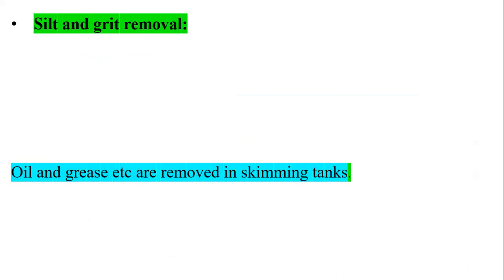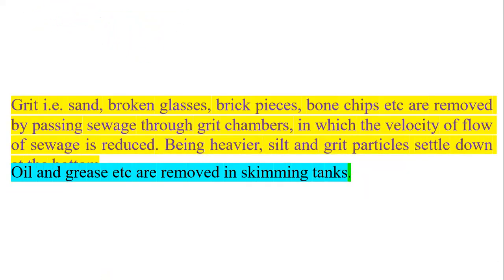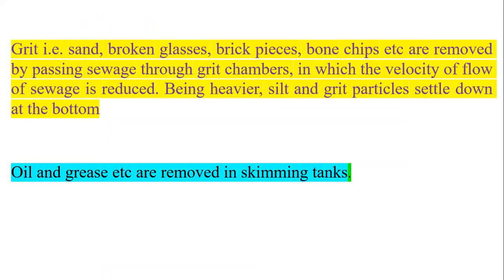Next, silt and grit removal. What does silt and grit removal mean? Grit is sand, broken glass pieces, bone chips, etc., and these are called silt. They can be removed in chambers called grit chambers, in which the velocity of flow of the sewage is reduced. Being heavier, silt and grit particles settle down at the bottom, and oil and grease, etc. are removed by skimming tanks.